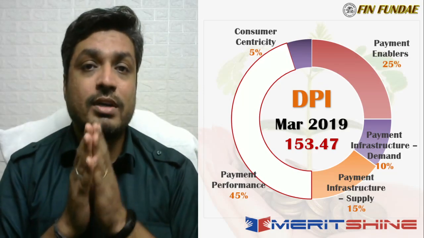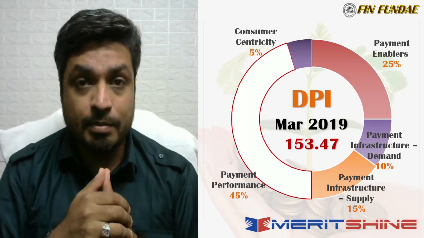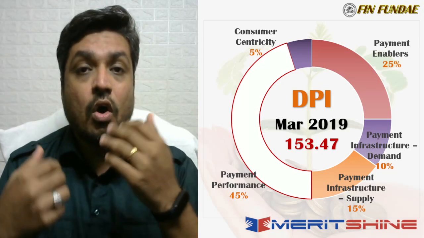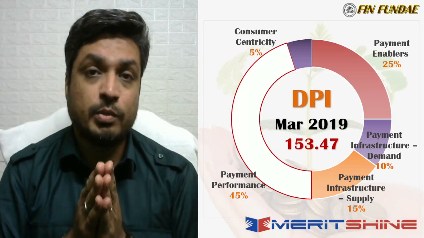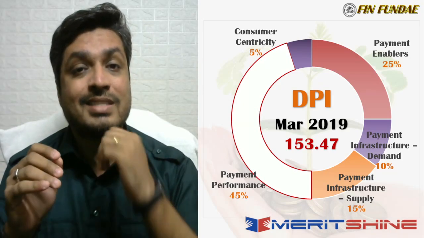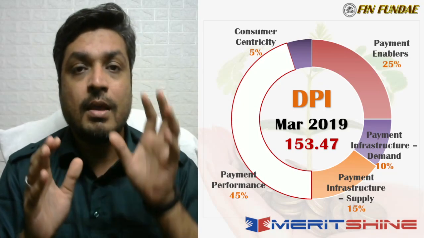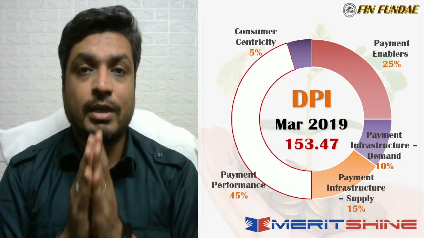And the last important sub-parameter that gets considered is, are there cash withdrawals still happening? And if cash withdrawals are happening, is it happening through pure cash, or are people withdrawing money through wallets or any other digital mode of instruments, right? So these are the fundamental sub-parameters that get taken into account when you're talking about the payment performance parameter within the gamut of the digital payments index.